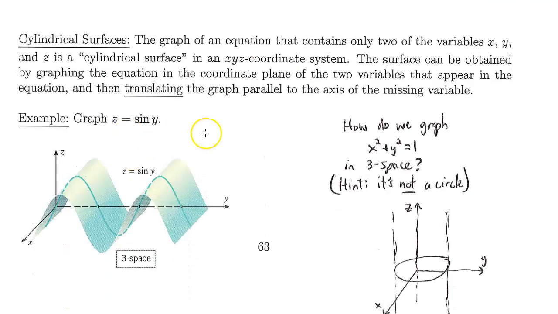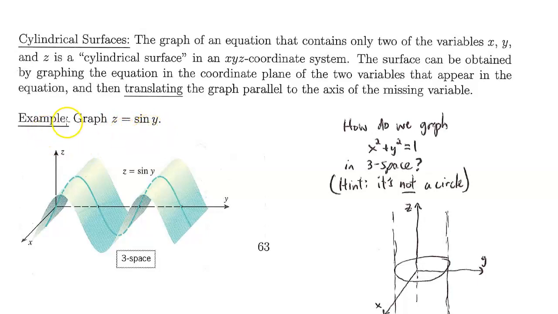Now the one remaining thing in this section is something called cylindrical surfaces. The graph of an equation that contains only two of the variables x, y, z is called a cylindrical surface. Now, these are not necessarily cylinders, but they're called cylindrical surfaces in an x, y, z coordinate system. So if we were going to graph z equals sine of y, notice there's no x here. We're missing the x coordinate, just z equals sine of y. How could we graph this? What does the graph look like?